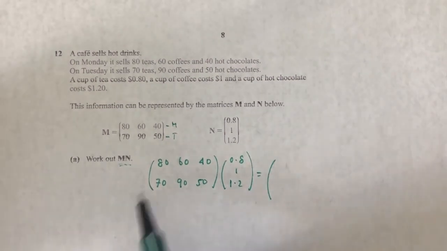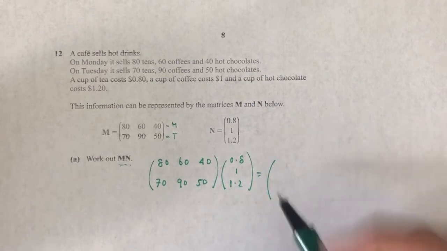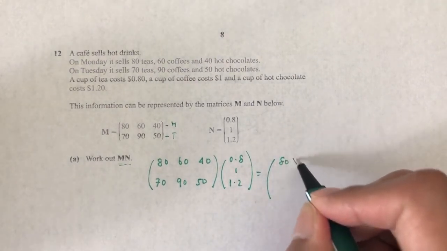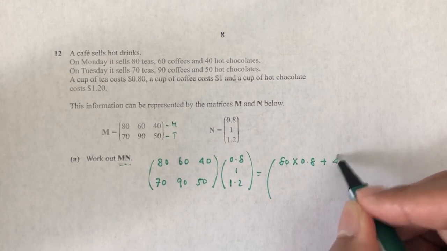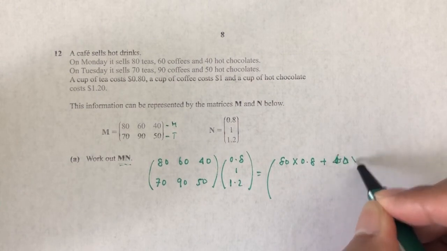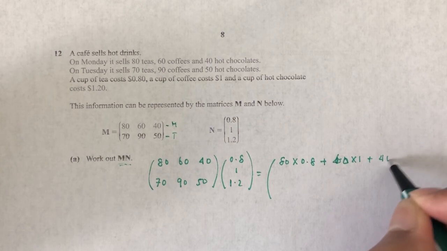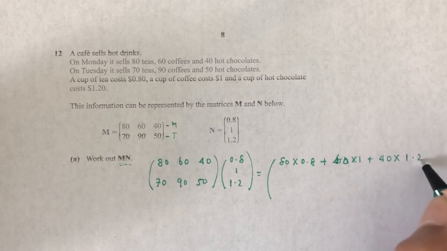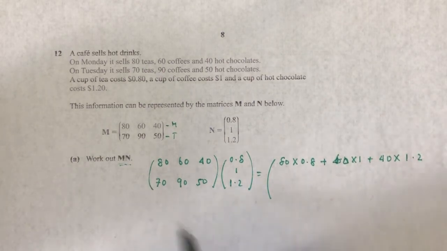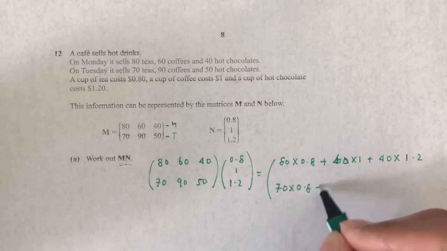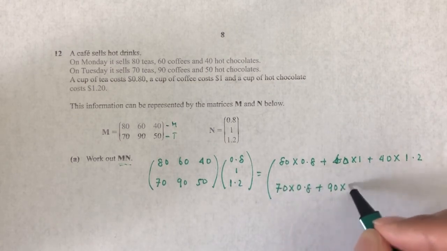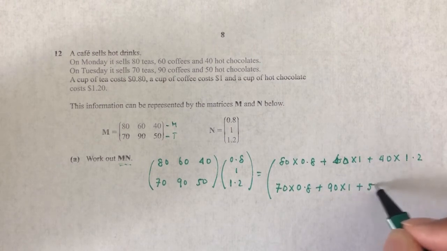So what do you get? So you have to do row by column. So the row is 80 times 0.8 plus 60 times 1 plus 40 times 1.2. That's the first row by column. And then the next one will be 70 times 0.8 plus 90 times 1 plus 50 times 1.2.